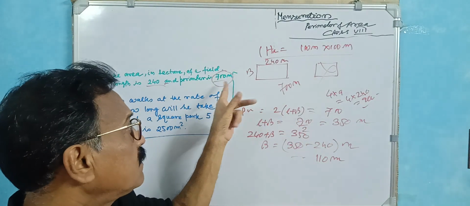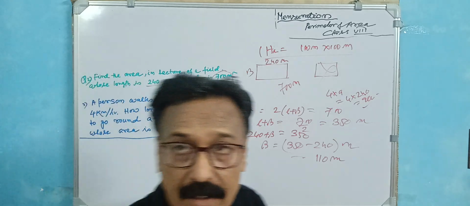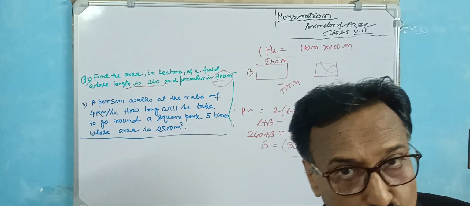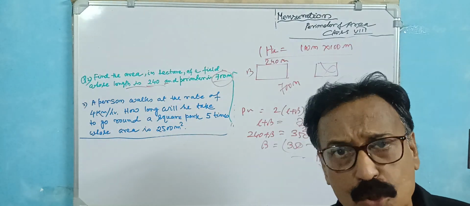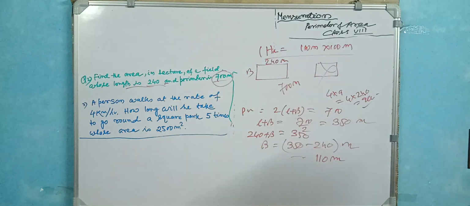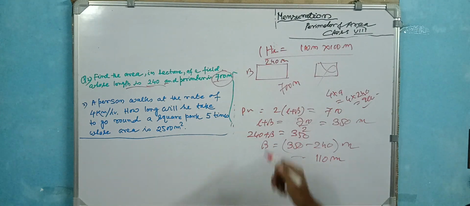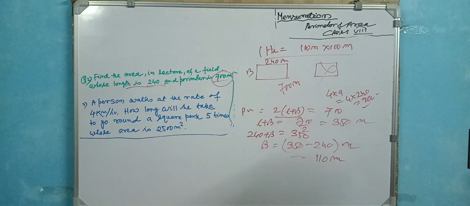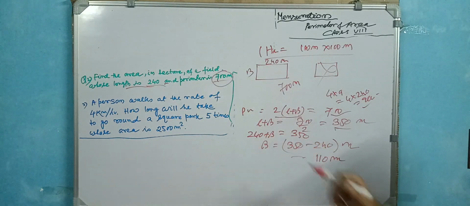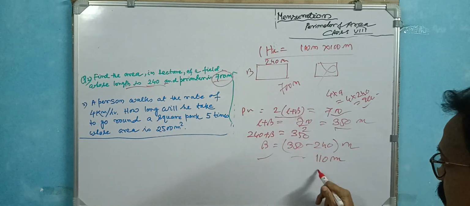In case this is a square, the perimeter is 4 into side, and the side is already given. If you multiply 4 into 240, this is 960. So 700 is not possible in the square. So it's a rectangle. That is what you determine first. The perimeter of the rectangle is 2 into L plus B, this is 700. So L plus B is equal to 700 divided by 2, this is 350. You put the value 240 to get the breadth.